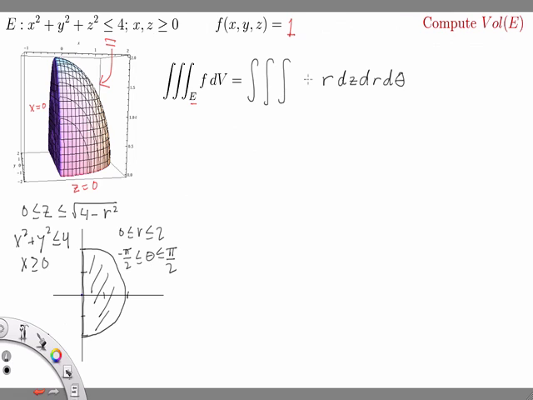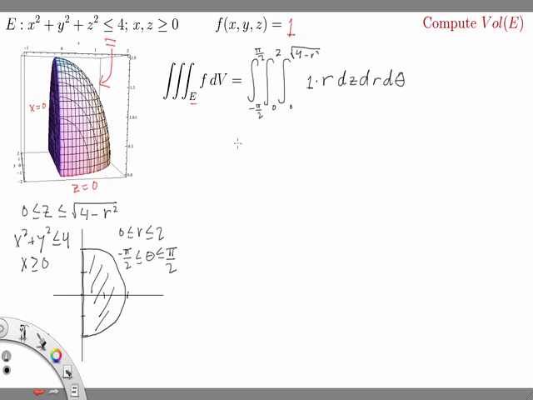Okay, so now we have our bounds for z, r, and theta, so we can write our integral. So we're integrating 1 times r. Our z bounds are from 0 to the square root of 4 minus r squared, and then our r bounds are from 0 to 2, and our theta bounds are from minus pi over 2 to positive pi over 2.